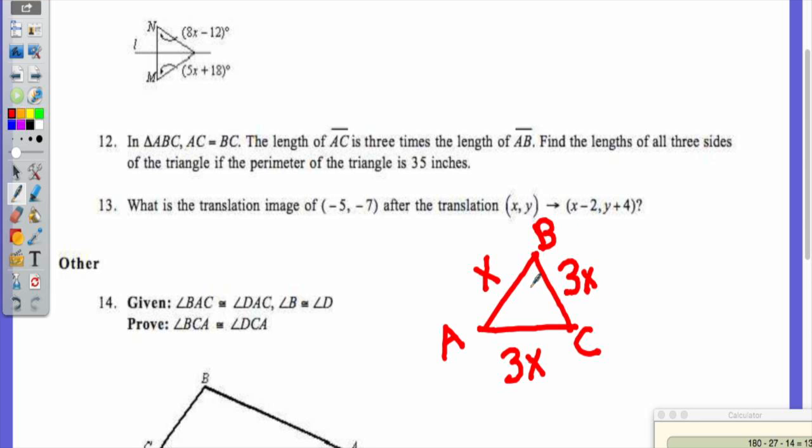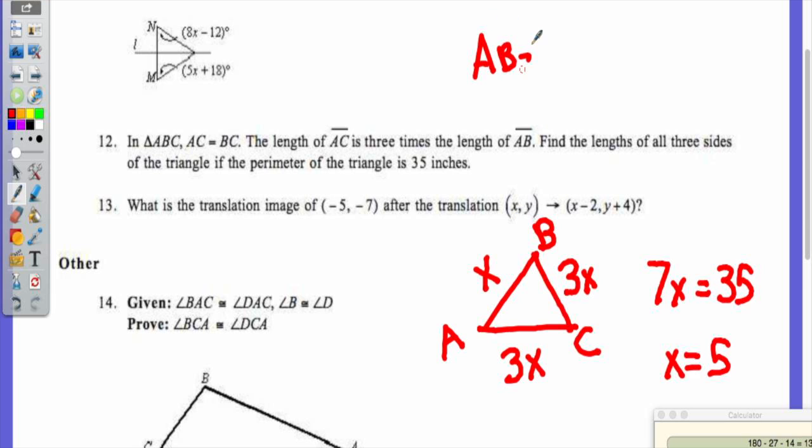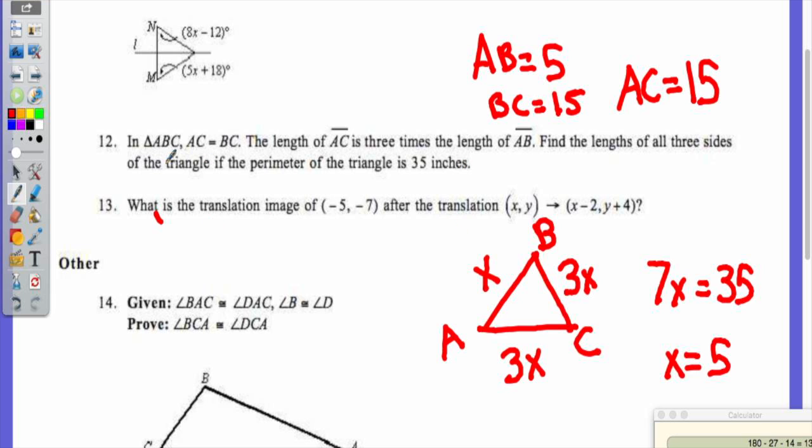3X plus 3X is 6X, plus one more X is 7X. If 7X equals 35, X equals 5. They wanted to find the length of each side. So AB is 5, BC is 15, and AC is also 15. Okay? You do not need to do problem 13. That's actually all you need to do on the test.